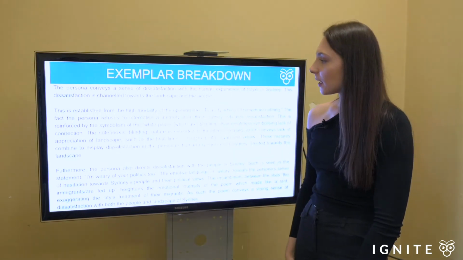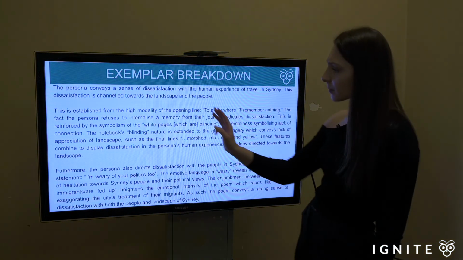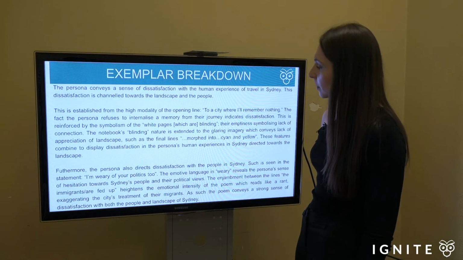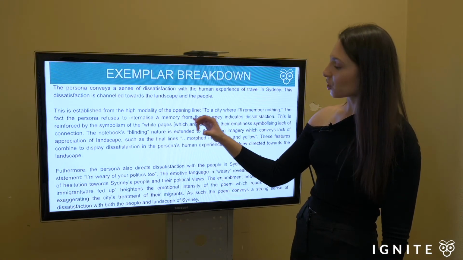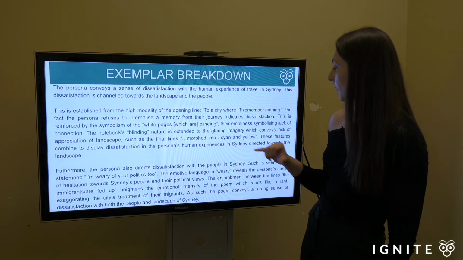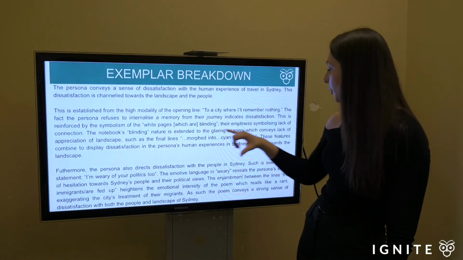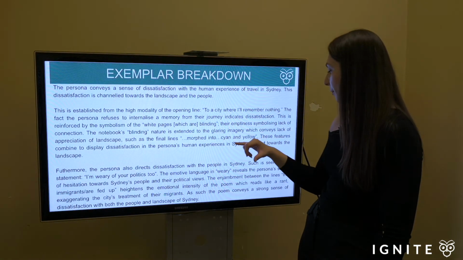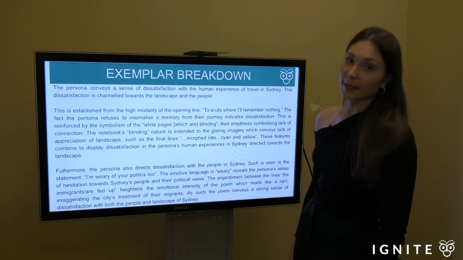Okay, so paragraph 1. This is established from the high modality of the opening line, "to a city where I'll remember nothing." The fact that persona refuses to internalise a memory from their journey indicates dissatisfaction. This is reinforced by the symbolism of white pages, which are blinding. The words placed in square brackets here indicate that I've changed some wording in the quote to make it work for my sentence, and you can do that so long as you use the square brackets. Their emptiness symbolising a lack of connection. The notebook's blinding nature is extended to the glaring imagery which conveys lack of appreciation of landscape, such as the final lines morphed into cyan and yellow. These features combine to display dissatisfaction in the persona's human experiences in Sydney, directed towards the landscape.